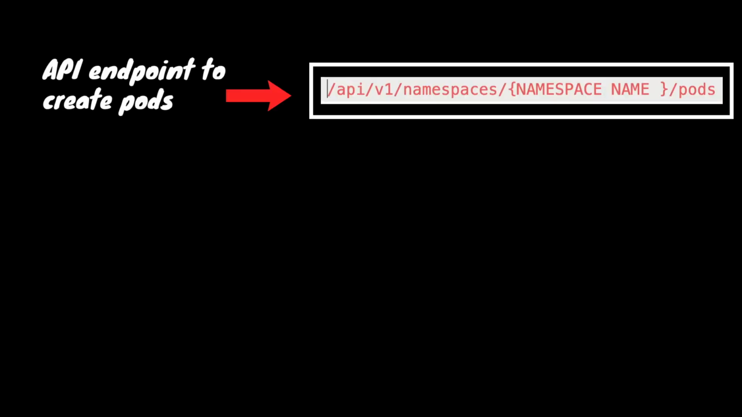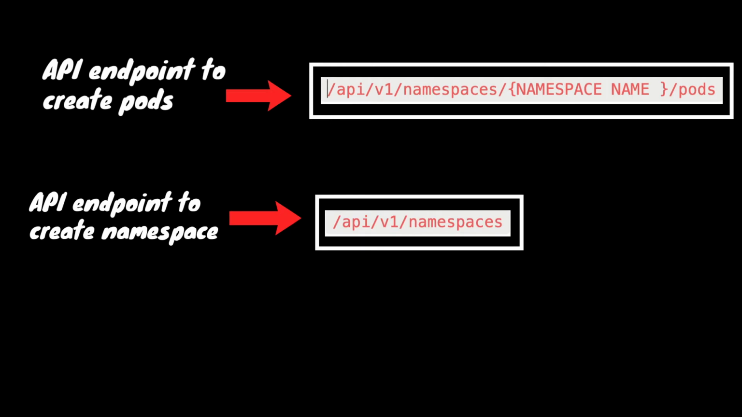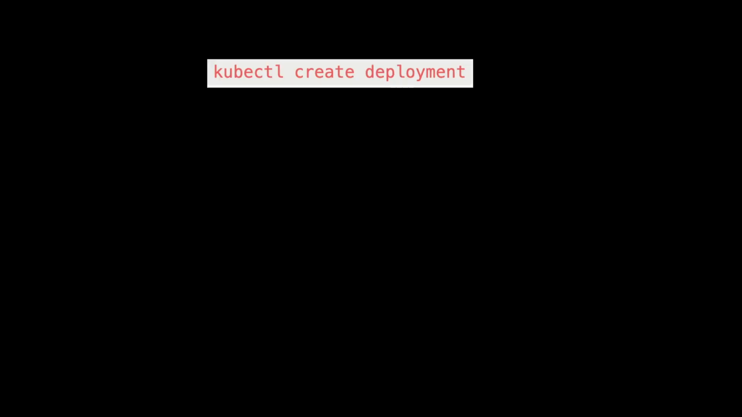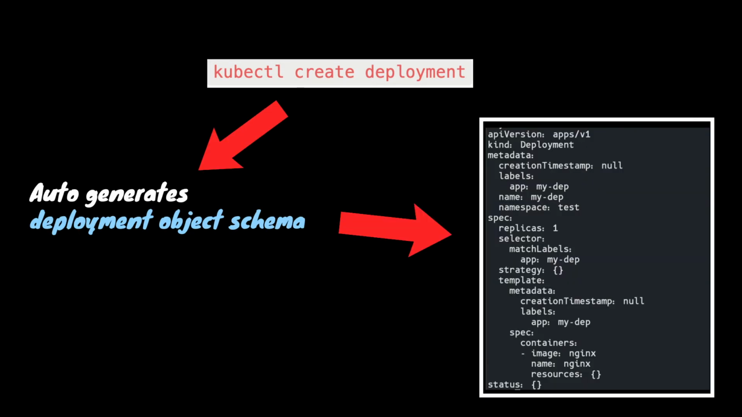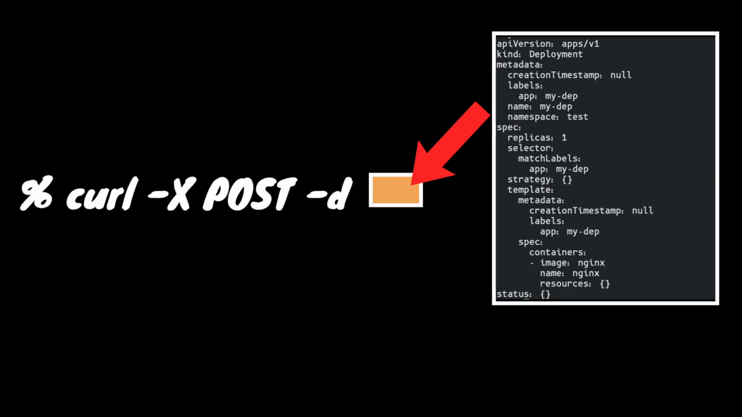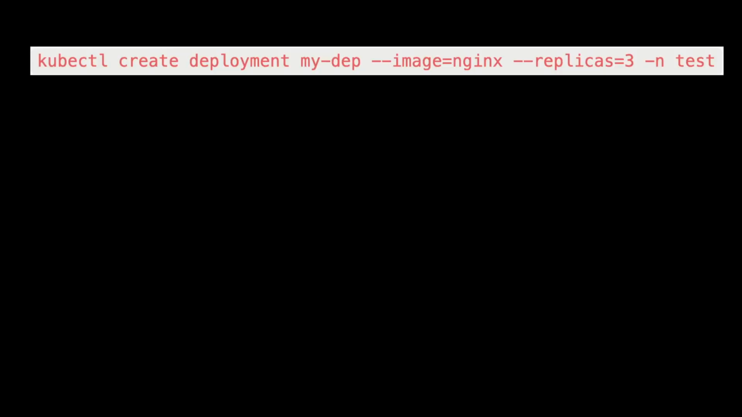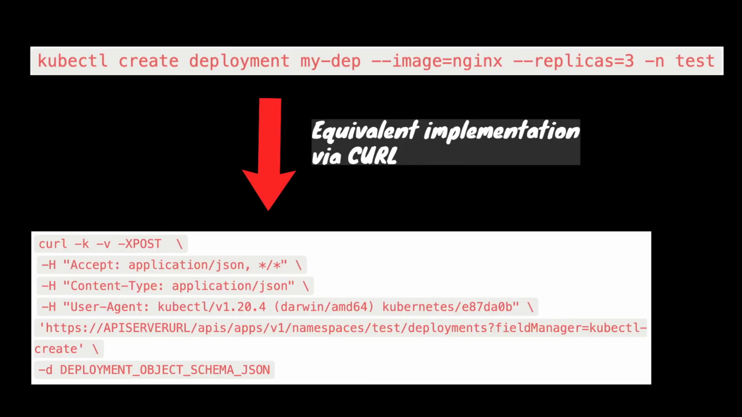If you want to run a command to create a pod, then the endpoint would be different again. Since we are trying to create a deployment by an imperative command, it also generates the deployment schema, which looks something like this. It passes that schema as a data option while sending POST requests to the API endpoint. If we wanted to replicate the kubectl command via curl, it would look something like this.